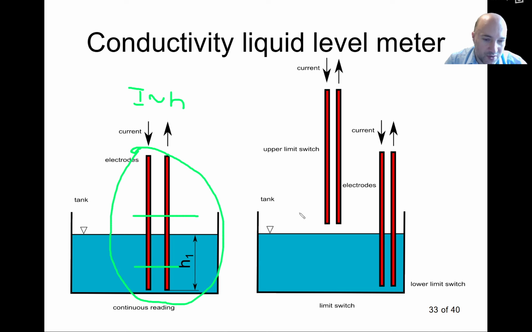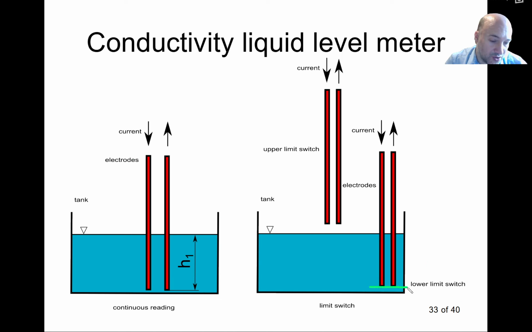So this is the example of the continuous reading. On the right hand side, you see how to do that if it's a limit switch, like a point level. This would be the setup for the lower limit switch. It will tell me if the tank is empty. If it's empty, then the level will be below those two electrodes and it will not connect them together. And this set of electrodes is for the upper limit. If the liquid level is here or above, it's telling me that the tank is full and I need to start pumping the liquid inside my tank. So again, this is fairly simple to do, either as a limit switch or a continuous reading sensor.